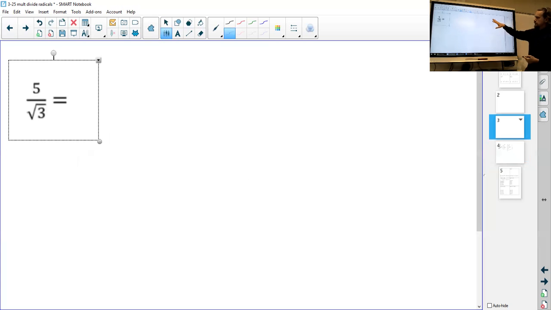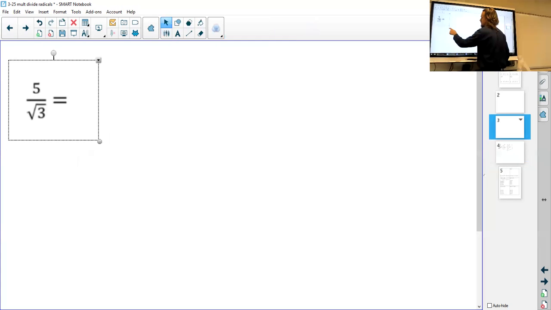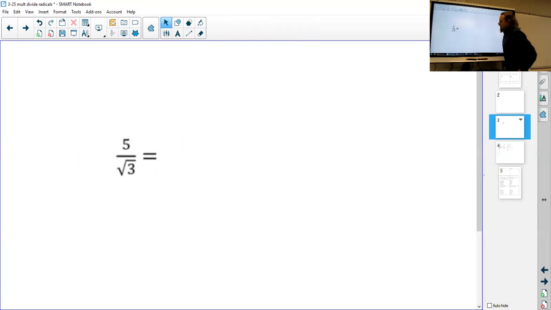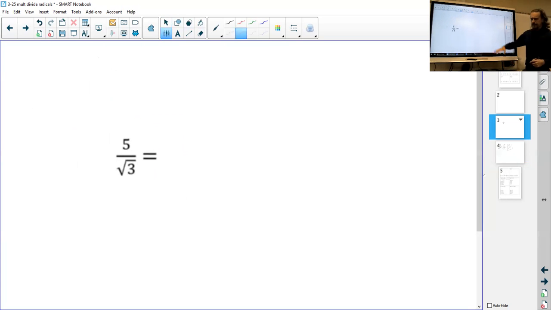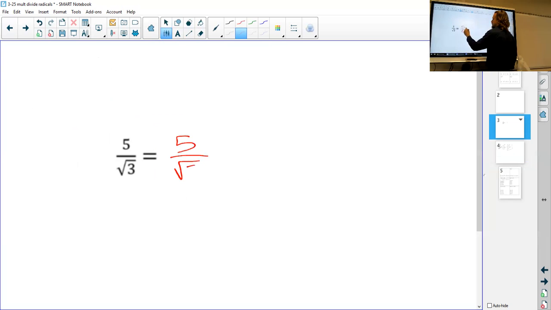That's not the next one. This one. Nice and easy. 5 divided by square root of 3. So I can't simplify that at all. There's no shortcuts here. So I'm going to rewrite it. So 5 over square root of 3.